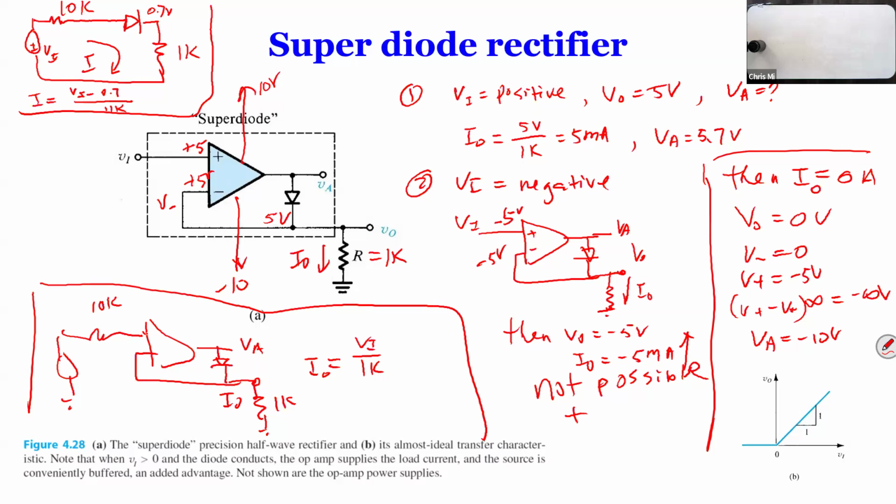If VI is 5 volts, here you get only 0.4 milliamp, but here you get 5 milliamps. It's more than 10 times difference. It helps you get a much larger load current. Like if you want to drive your speaker, you want more current to be louder, right? So that's why we do this as a super diode.